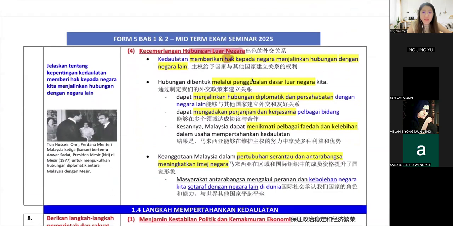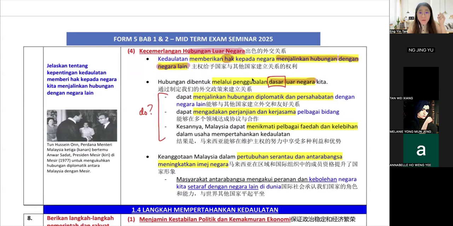And the last one over here is hubungan luar negara. We have the right to decide who we want to make friends with. And another dasar here is dasar luar negara. See? So remember the keyword for me. Dasar luar negara. So this is what we do. We will decide what type of relationship we want to have with this country, a diplomatic or a friendship. So the government will decide.